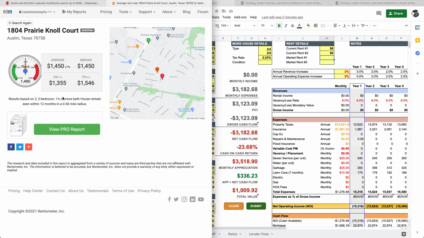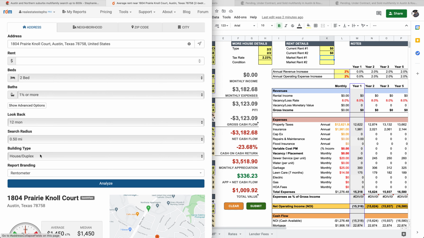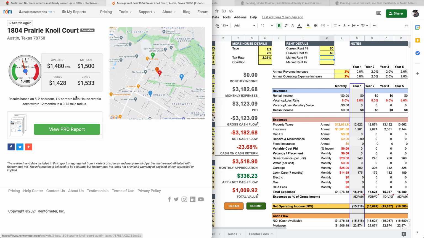In this case, it looks like there's only 2, so you can increase the radius. Is that the radius? Yeah, so you can include more if you want a bit more of a representative example. So they give you basically the average, median, and 25th percentile. If you want a more detailed report of what exactly it is, you can click this. I typically don't because I don't really care. I'm usually just doing this to get a really quick sense of what the rough market rent looks like.